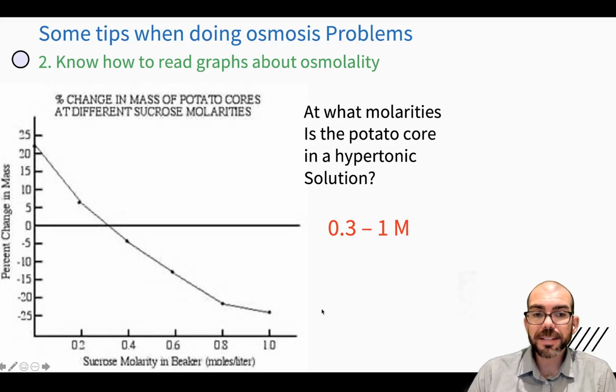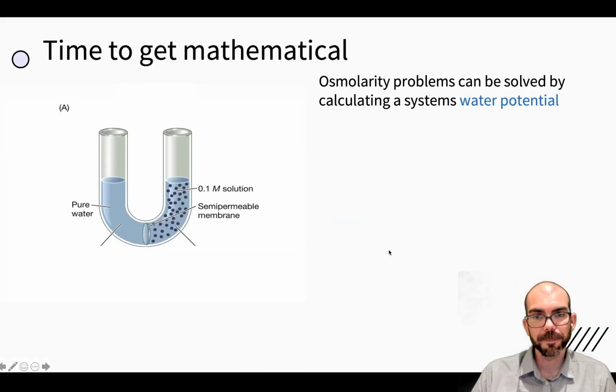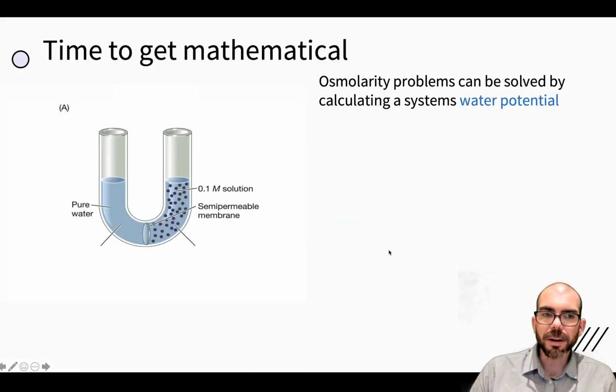And this question could be asked in other ways. In what solution is the potato hypotonic? Well, with hypotonic, the cells gain water, so the potato is going to gain mass. At what solution is it isotonic? Well, at the point where they have no change in mass, the same amount of water out as the same amount of water in. So let's get mathematical.